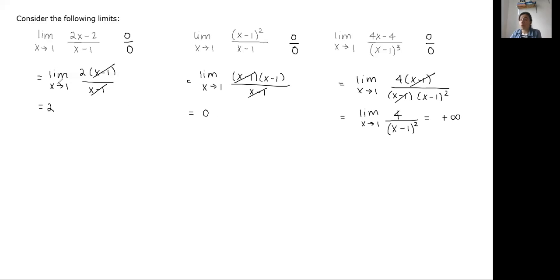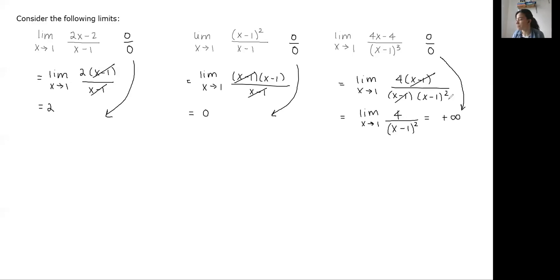So this is the whole reason that we can't conclude from 0 over 0. Here we had 0 over 0 is equal to 2. Then we had 0 over 0 is equal to 0. And then we have 0 over 0 is equal to plus infinity. That means from the indeterminate form 0 over 0, we can't conclude what the result is going to be, right?